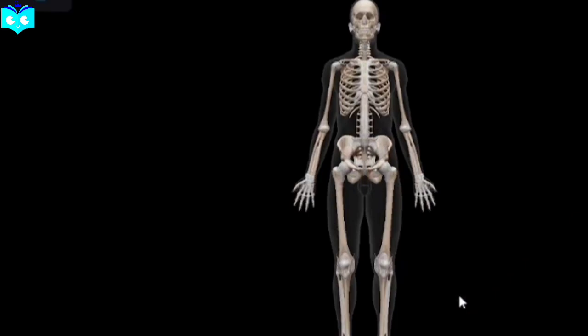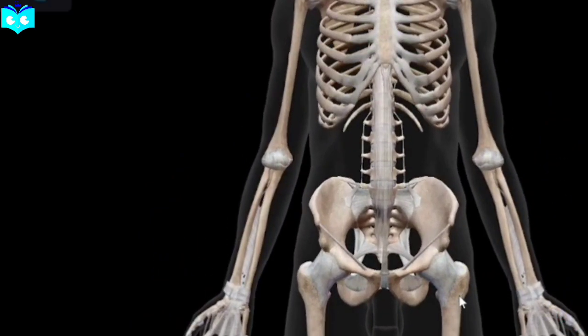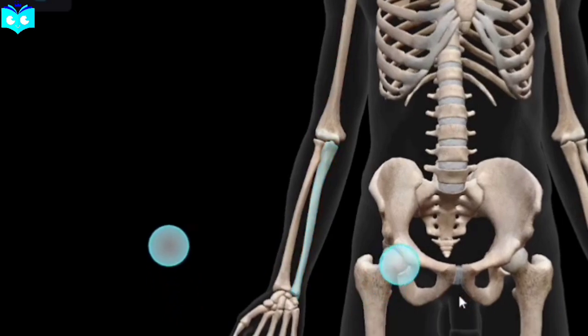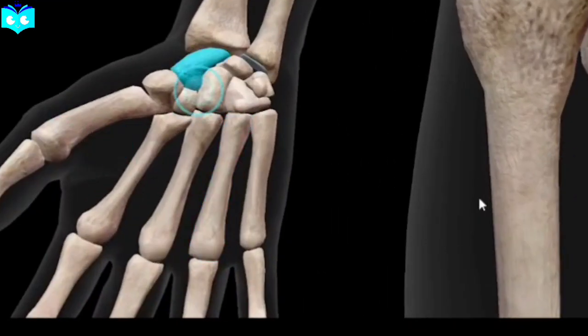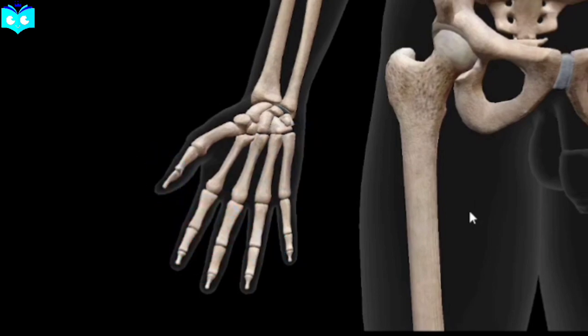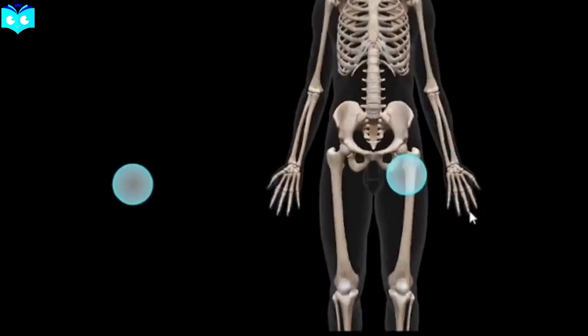Now we will learn about the appendicular skeletal system. First, the limbs. Each limb has 30 bones. This is the humerus, radius and ulna. After the radius and ulna come the carpals. These are 8 in number and are very small bones. And then 5 metacarpals are also present. The rest, these 14, are the phalanges. In each finger there are 3 bones and 2 in the thumb. It is similar in the other hand also.